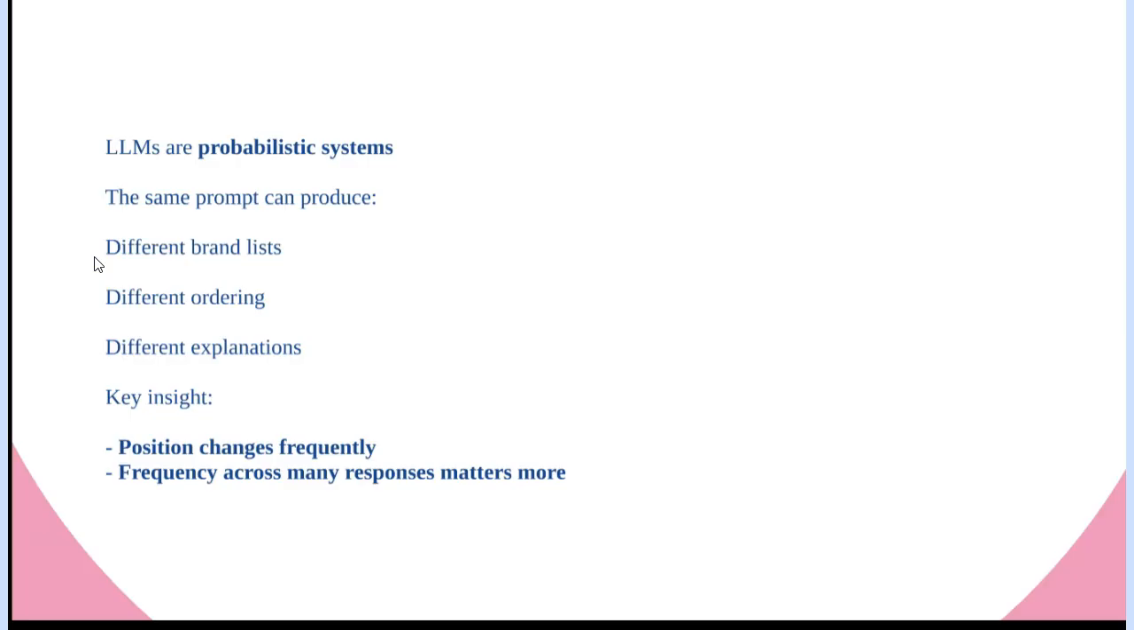Studies running the same prompts thousands of times have shown that AI-generated brand rankings change constantly. So the ordering inside a single response is often noise rather than a stable signal. What actually matters more is frequency across many responses. Brands strongly associated with the topic appear again and again, even if their position changes.